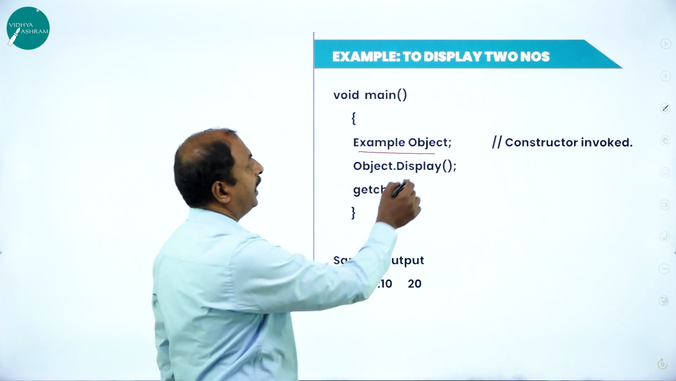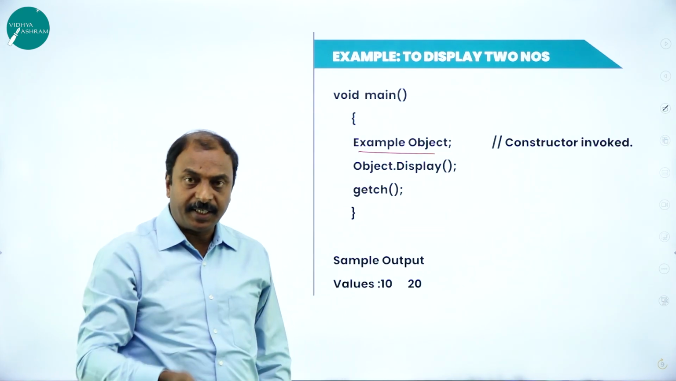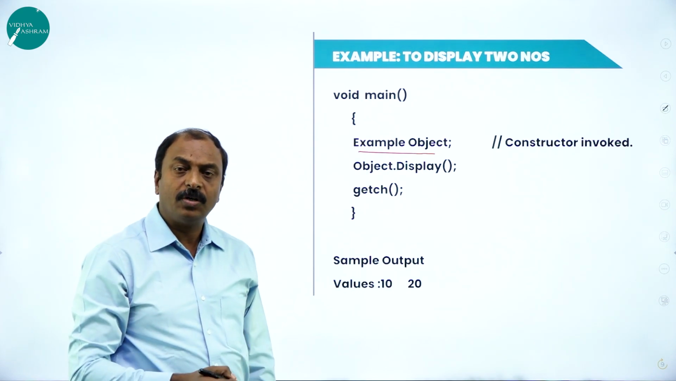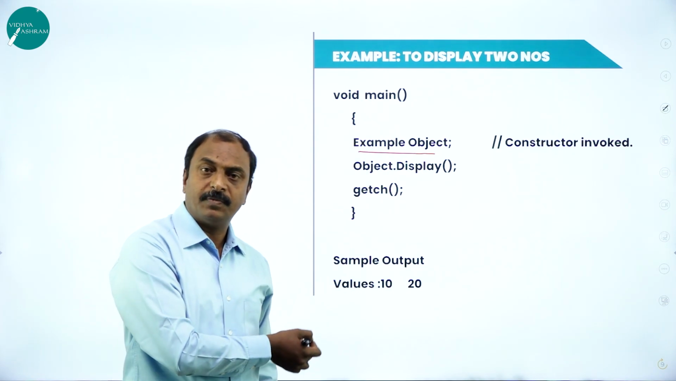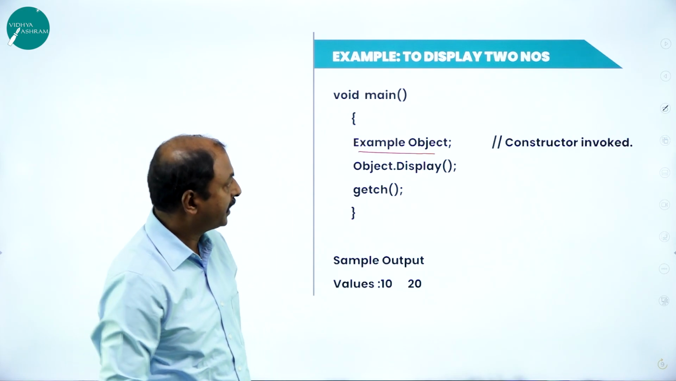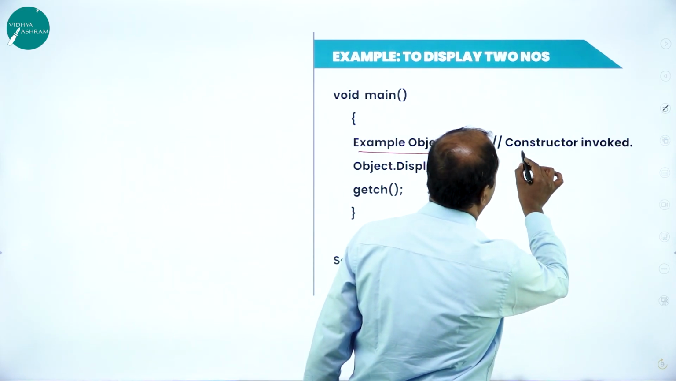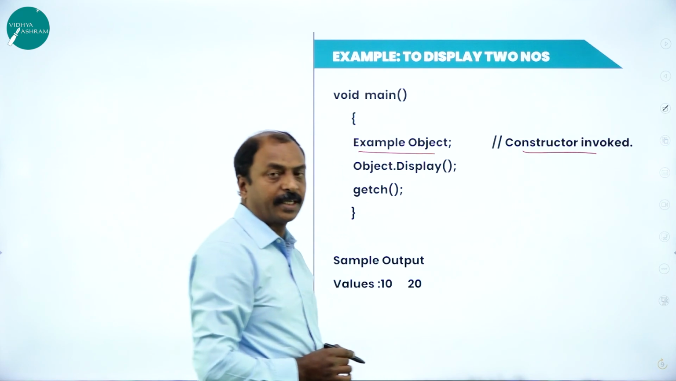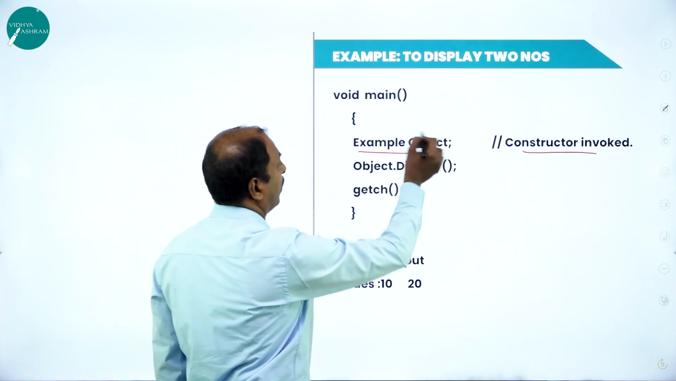As soon as the object is created, the constructor is called automatically. That's what you have seen in our introduction to the constructor. So this is invoking the constructor by creating an object.